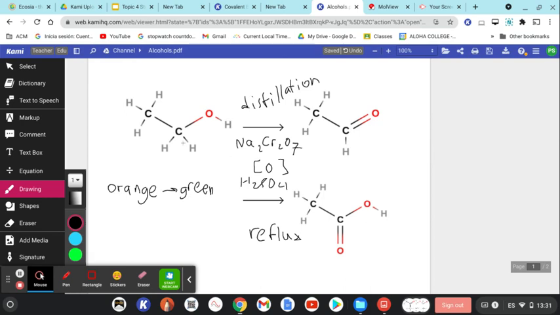Now, we can only convert an alcohol to an aldehyde and a carboxylic acid if it is a primary alcohol, which means that the OH group is on a carbon that is bonded to no other or one other carbon. So this one here. This carbon is only bonded to one other carbon. And therefore, it can bond more, form a double bond to oxygen, or it can even form a carboxylic acid.